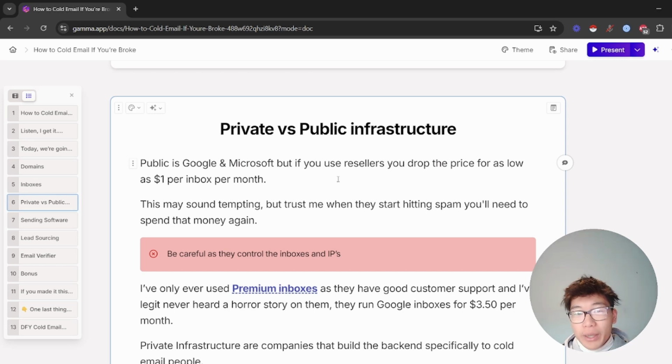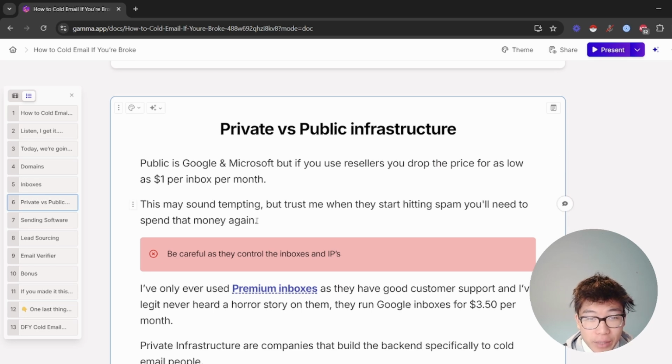So there are a few ways of getting cheaper inboxes with Google and Microsoft specifically. This is public infrastructure, so you can use resellers. This is one of the ways. And they can drop the price as low as $1 per inbox per month. That sounds like an incredible deal. From $7 to $1, I'm saving 1/7 the price. That's really good.